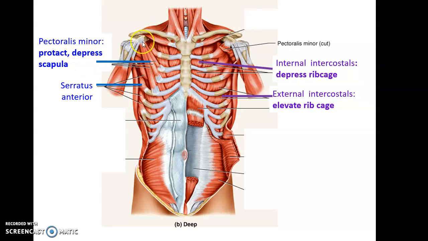The pectoralis minor protracts and depresses the scapula: protracts, pulls it forward, depresses, pulls it down when the shoulders are already elevated. The external intercostals elevate the rib cage for breathing in. The internal intercostals depress the rib cage for breathing out forcefully.